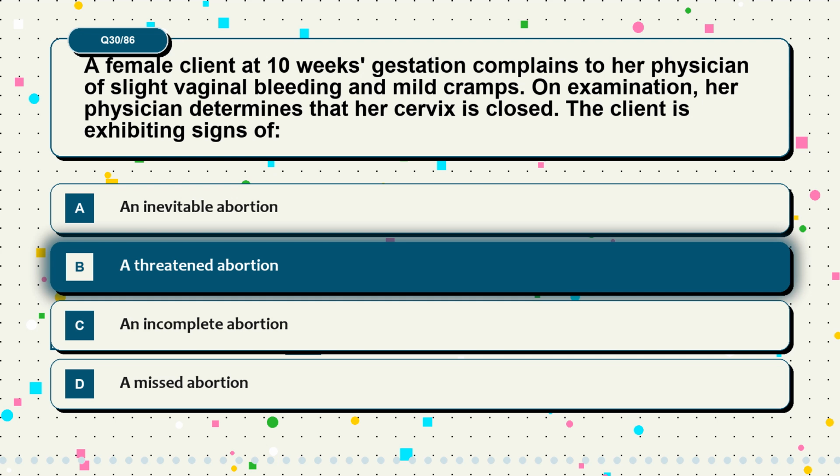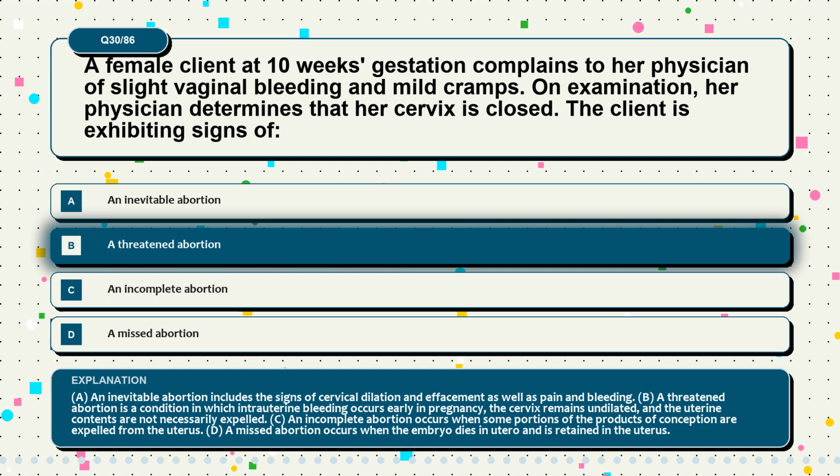The correct answer is option B. A threatened abortion. An inevitable abortion includes the signs of cervical dilation and effacement as well as pain and bleeding. A threatened abortion is a condition in which intrauterine bleeding occurs early in pregnancy. The cervix remains undilated, and the uterine contents are not necessarily expelled. An incomplete abortion occurs when some portions of the products of conception are expelled from the uterus. A missed abortion occurs when the embryo dies in utero and is retained in the uterus.